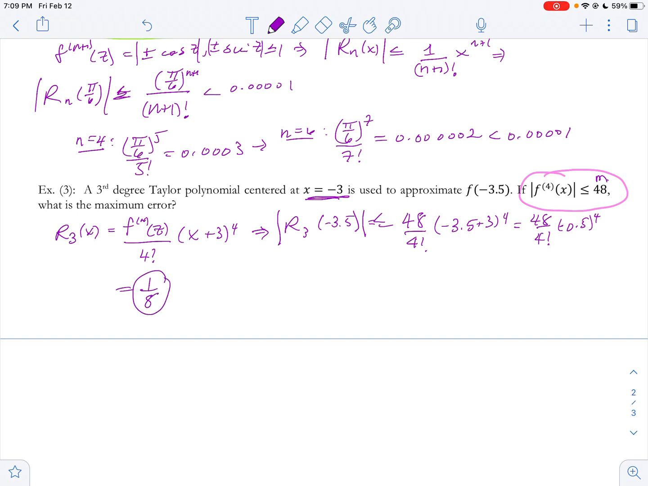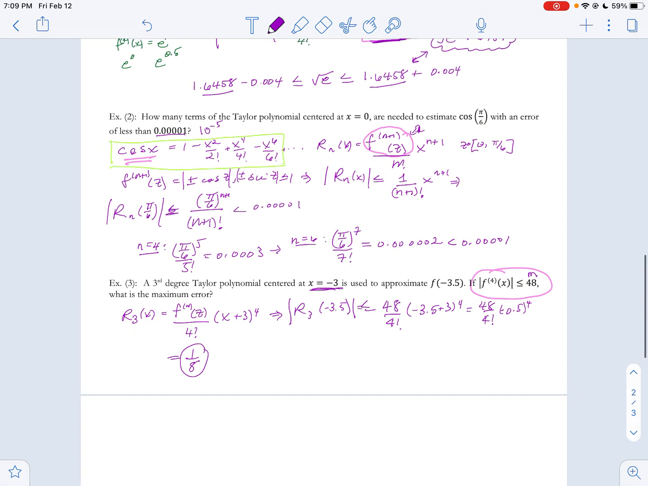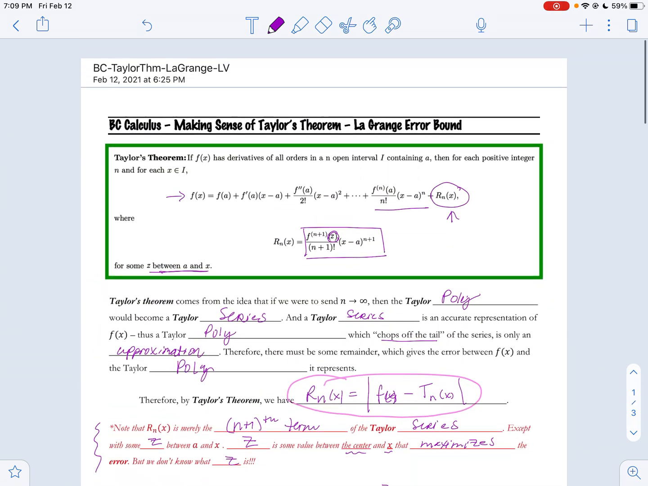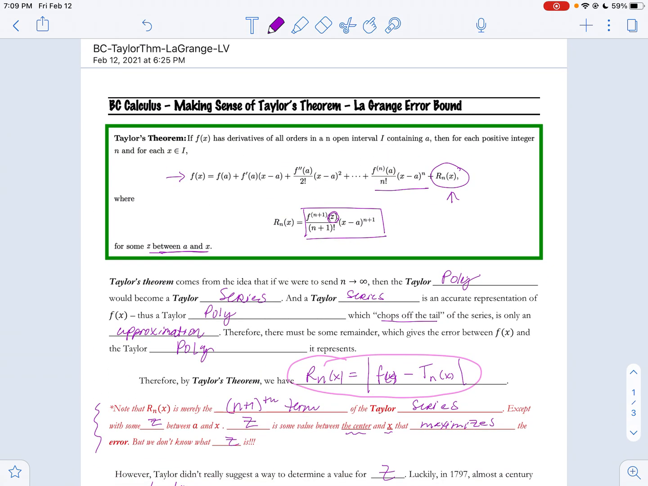All right, I hope that stuff made more sense. Good luck on making sense of the Lagrange error bound. Just so you guys know, from everything that I've read and researched about this, it's considered by most the hardest topic in BC Calculus. So if you can wrap your head around this stuff, you'll be good. All right, good luck, you guys.